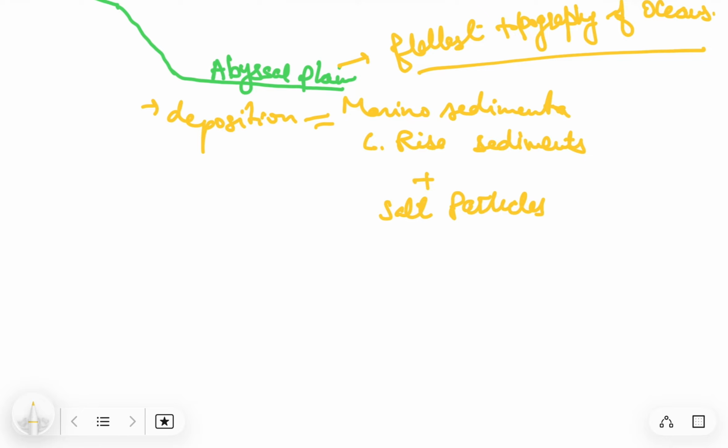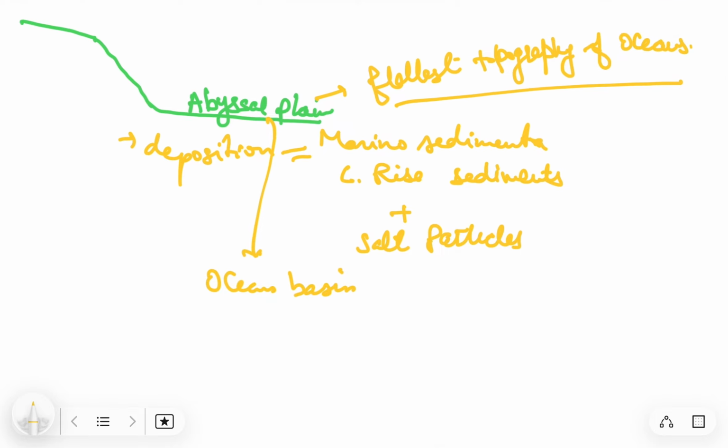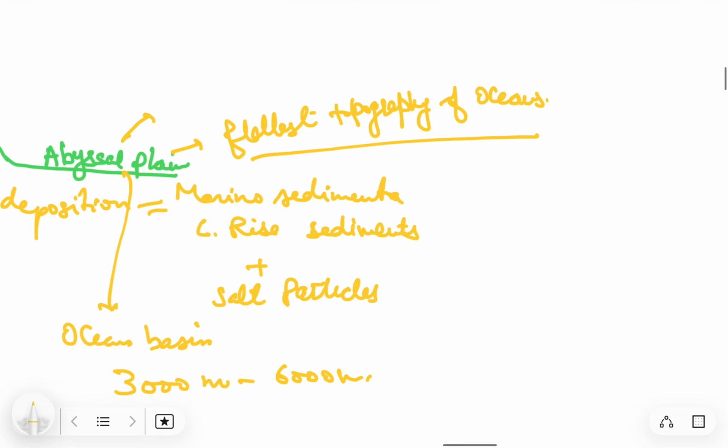Deep sea plains, or abyssal plains, have a gentle slope and are part of the ocean basins. The continental slope and rise are the extended part of the continents. These are the flattest and smoothest regions in the world. Depth varies from 3,000 meters to 6,000 meters, and the plains are covered with fine sediments like clay and silt.